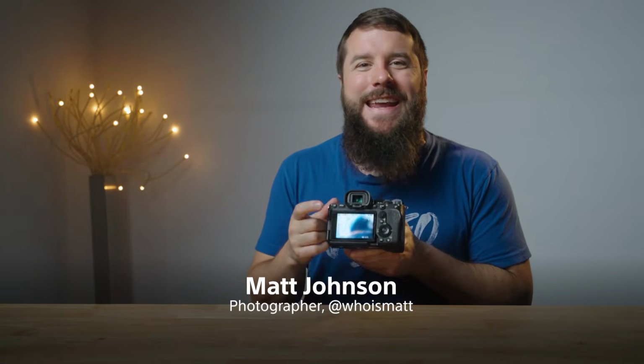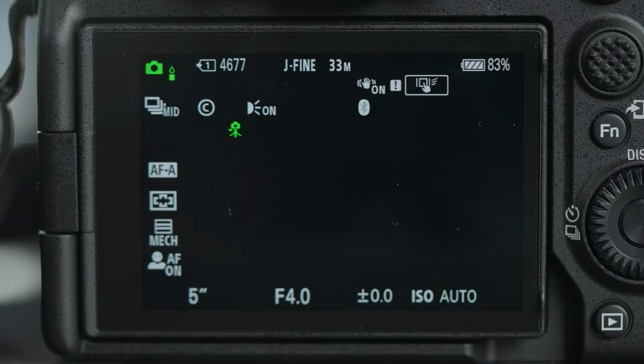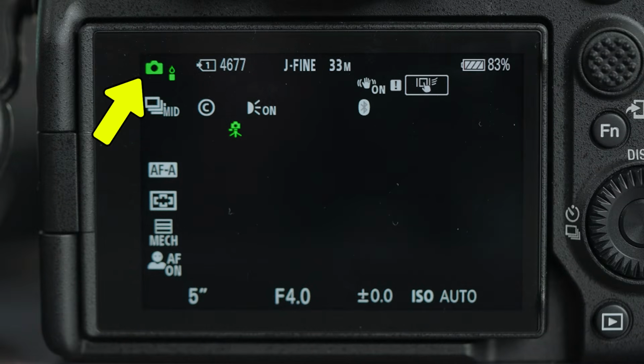Let's talk about some important settings on the screen of your Alpha 7 IV, starting with this green camera icon with the letter I next to it in the top left. This icon indicates that your camera is in auto mode for taking photos and saves you from having to look up at the mode dial on the top to confirm which mode it's in. You can just check this screen instead.